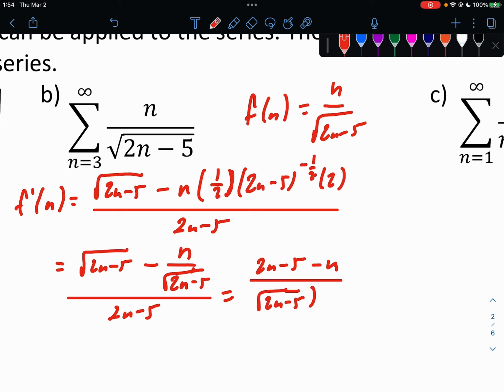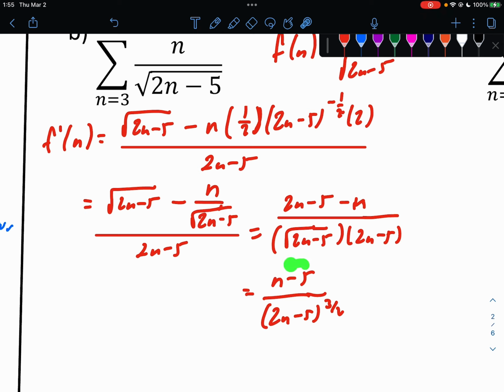Okay, so let's see here. If we start at 3, this would be negative, and then 6 minus 5 to the 3/2. So 6 minus 5 is 1. So the 3/2 is positive. So this is always going to be positive, no matter what. Even if we got up to 9 or 10 or 11 or 12 or whatever, it's always positive.